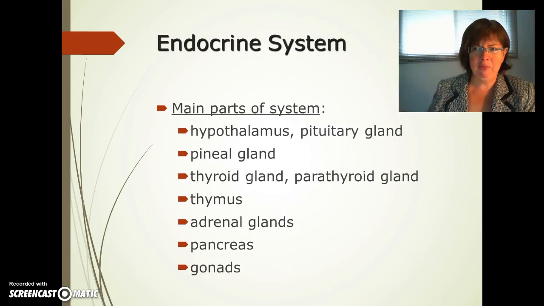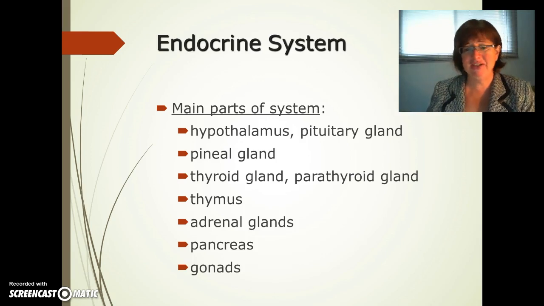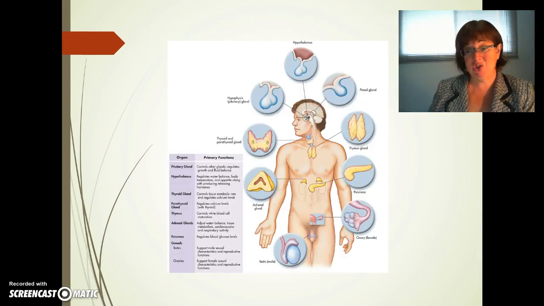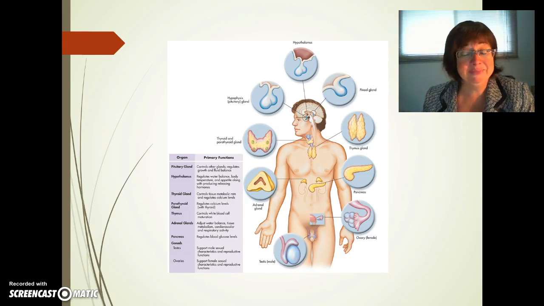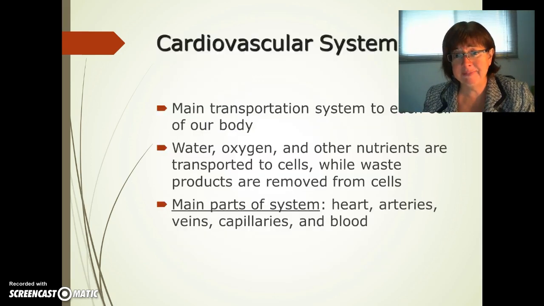The main parts, and we'll get into this a little more in the endocrine system, are the hypothalamus, pituitary, pineal, thyroid, parathyroid, thymus, adrenal, pancreas, and your gonads, which are your sex organs. So here are all the glands here. Become familiar with them. In the next unit, we'll go into more detail.